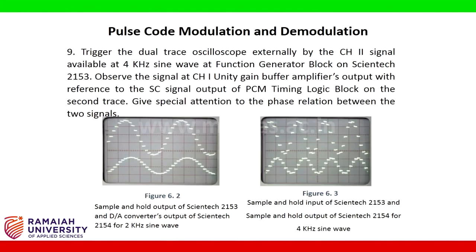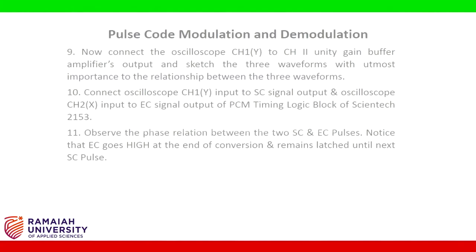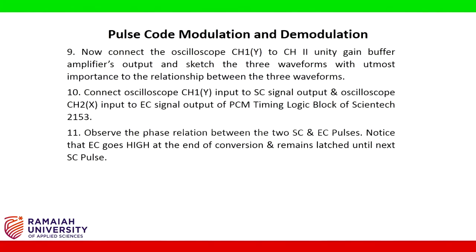Observe the signal at channel 1 unity gain buffer amplifier's output with reference to the SC signal output of PCM timing logic block on the second trace. Give special attention to the phase relation between the two signals. Now connect the oscilloscope channel 1 Y to channel 2 unity gain buffer amplifier's output and sketch the three waveforms with utmost importance to the relationship between the three waveforms.